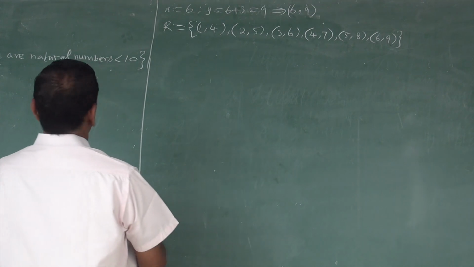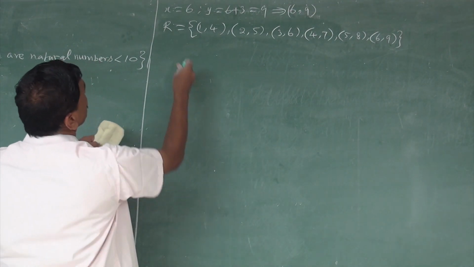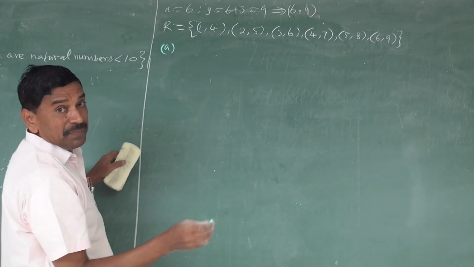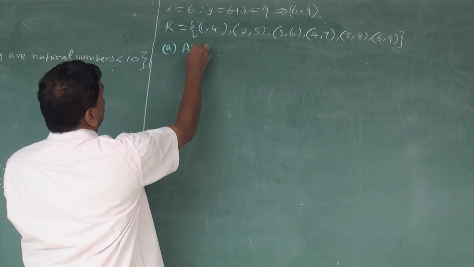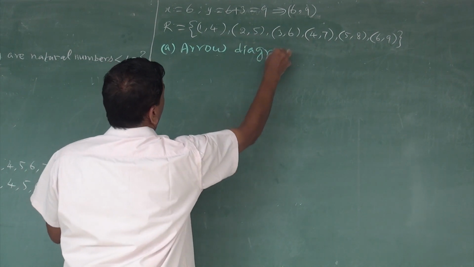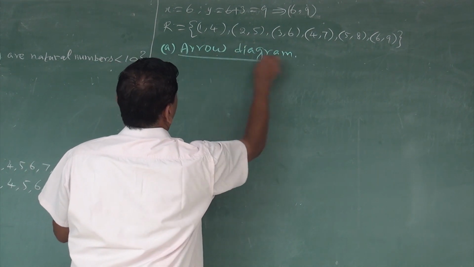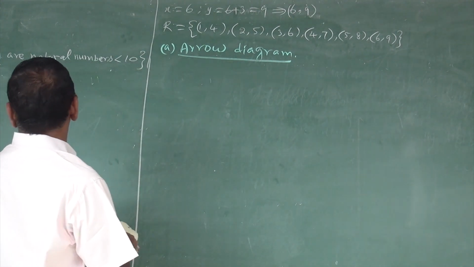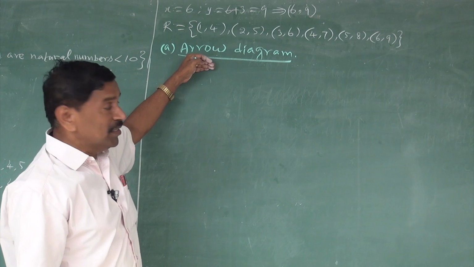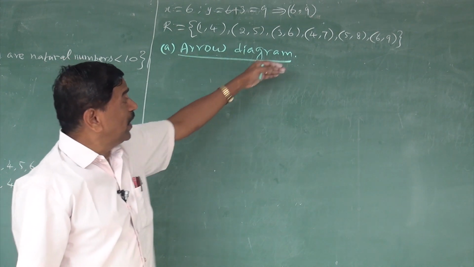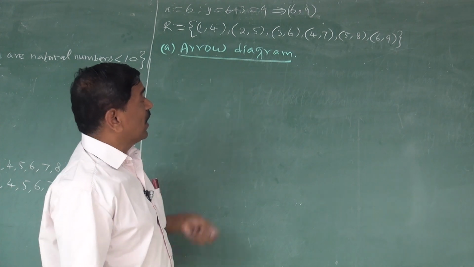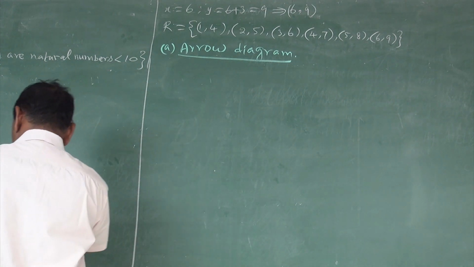Okay. Now subdivision A is what we want to find first: the arrow diagram. Arrow diagram is given by: here x can take the values 1 to 9, y can take the values 1 to 9. Yes, first write x values and y values.